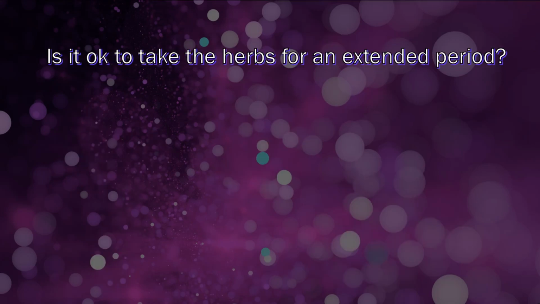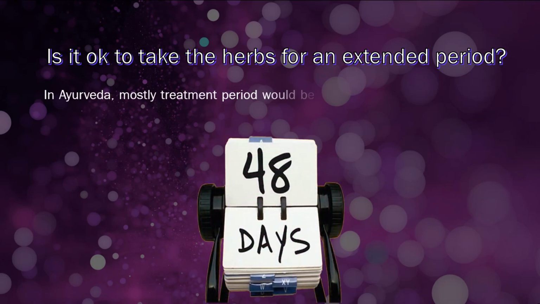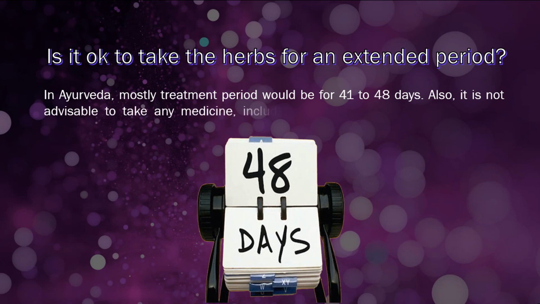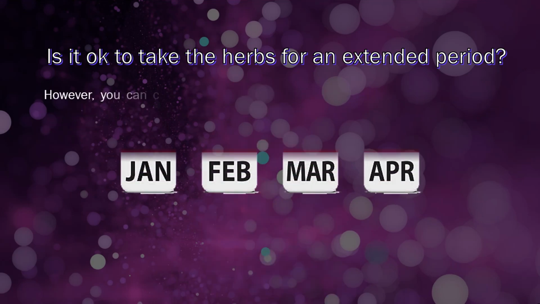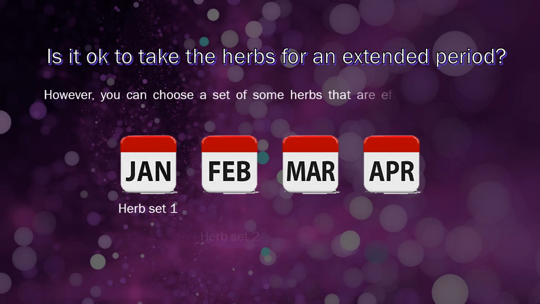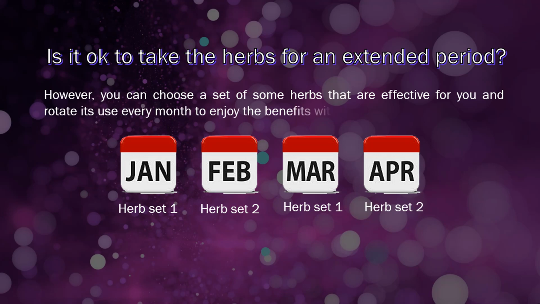Is it okay to take the herbs for an extended period? In Ayurveda, mostly the treatment period would be 41 days. Also, it is not advisable to take any medicine, including herbs, for an extended period, for years or a lifetime. However, you can choose a set of herbs that are effective for you and rotate their use every month to enjoy the benefit without any harmful side effects.